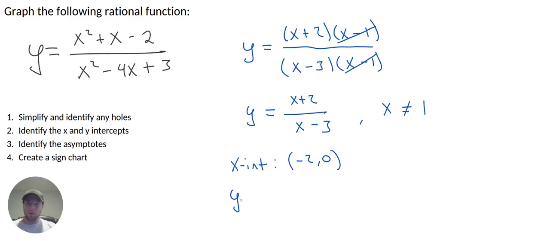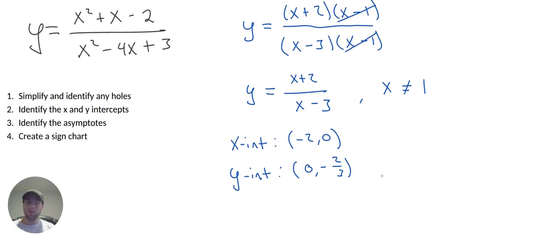And then the y-intercept is going to occur when x equals 0. Plugging in 0 for x, we get 2 over negative 3, which gives a y-intercept at (0, negative 2 over 3). Awesome, we completed step number 2. Now we're going to move on to step number 3: identify the asymptotes.